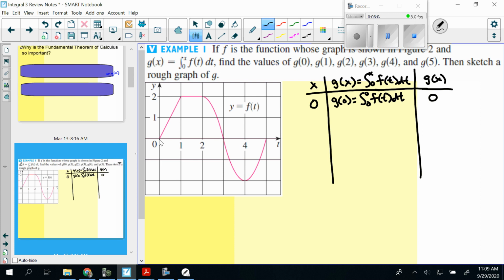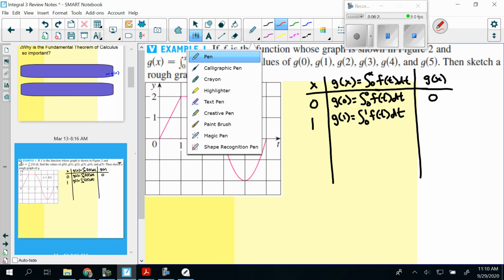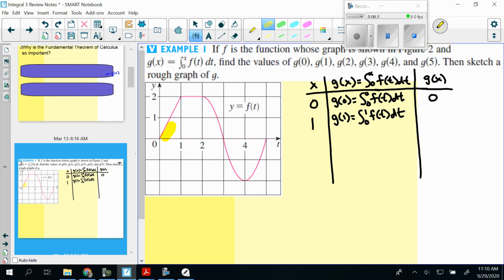All right, let's look at the next one. So if we put in 1 now, we're looking at what's g of 1? That would be the integral from 0 to 1 of f of t dt. So on the picture, what that means is how much area are we accumulating from 0 to 1? So that would be, what's that amount of area right there?